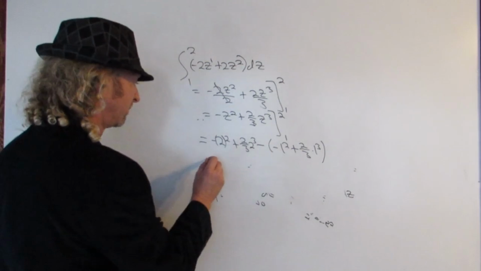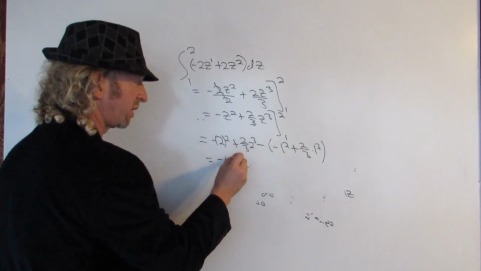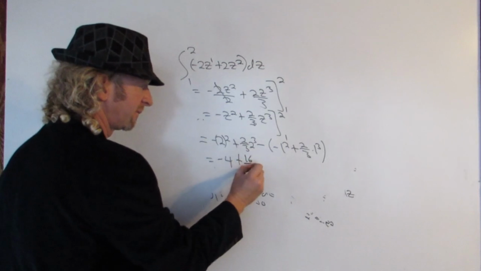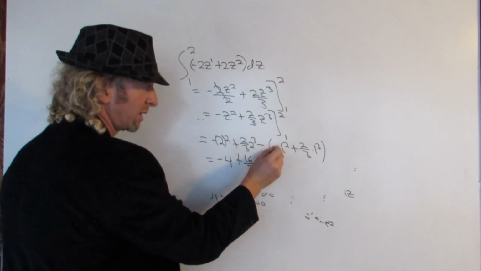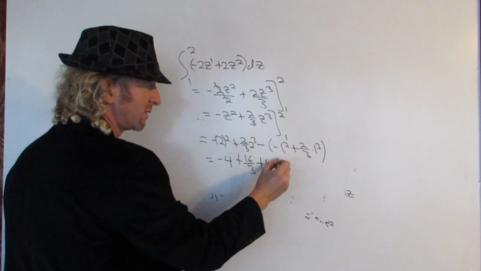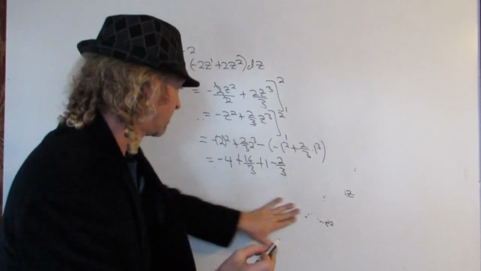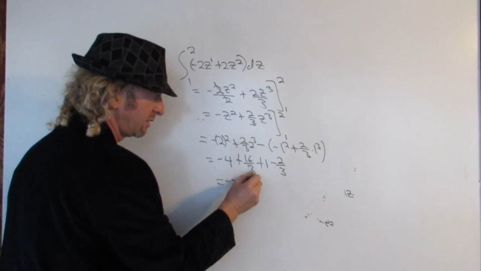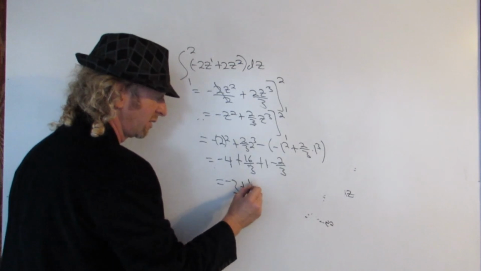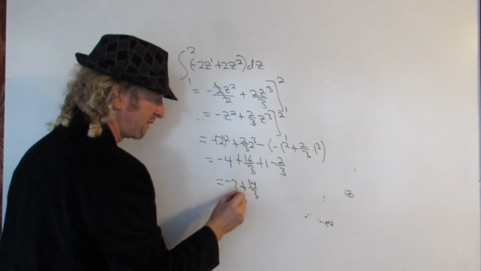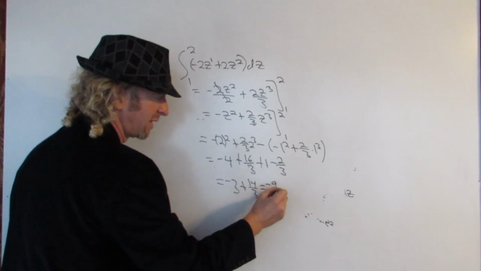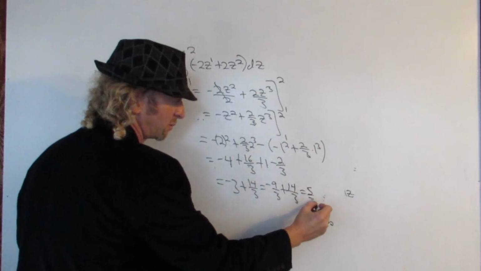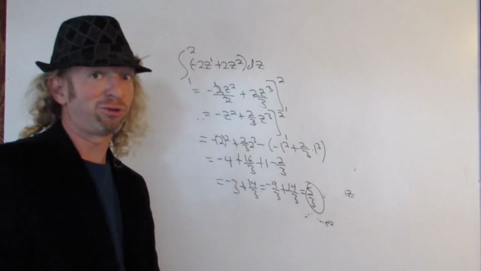This is negative 4. This is plus 16, since 2 to the 4th is 16, over 3. And this is plus 1 here, minus 2/3. So negative 4 plus 1 is negative 3. 16/3 minus 2/3 is 14/3. So we can think of negative 3 as negative 9/3. This is negative 9/3 plus 14/3. And that gives us 5/3, which is the final answer to the triple integral.